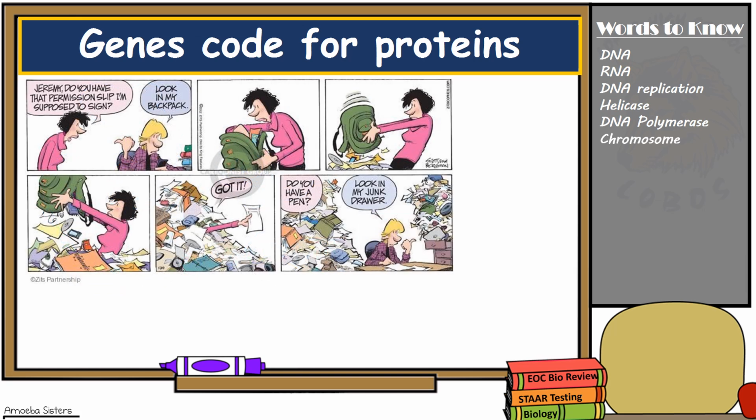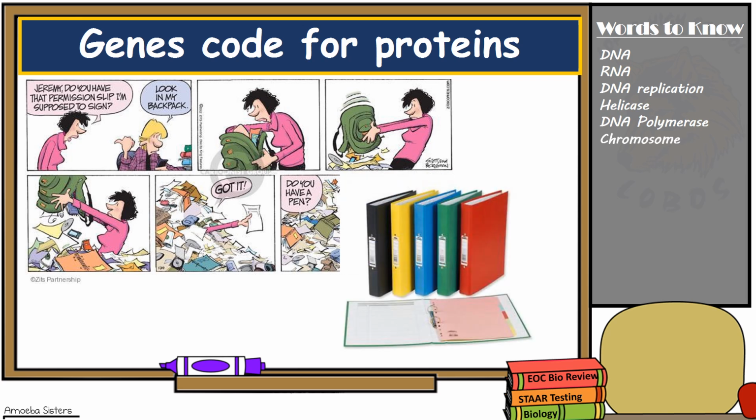Think about your backpack. It isn't very useful when you're looking for a specific assignment from a class and all of your papers are just jammed into your backpack. This is why we use binders for different classes. Well, that's basically how a cell works. Your backpack would be the nucleus and your papers are DNA, which are categorized in different binders, which are chromosomes.